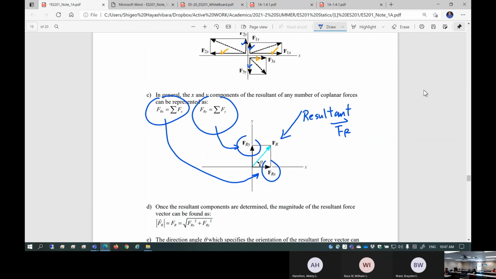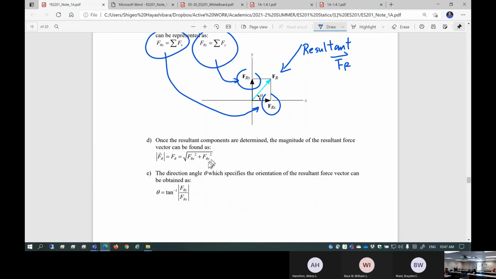Okay, so this is one way of doing that. The magnitude of the resultant force is the resultant in the x component squared plus the resultant in the y direction squared. Add it together and take the square root, and that is the magnitude of FR. Then the angle theta is the inverse tangent of FRy divided by FRx. So now you can mathematically, rather than graphically, determine the resultant force, magnitude, and direction. This is called x and y Cartesian 2D coplanar vector manipulation.